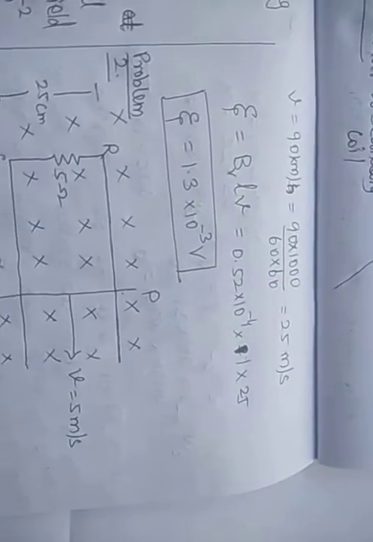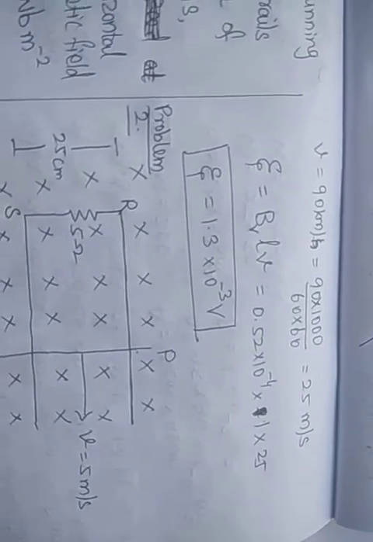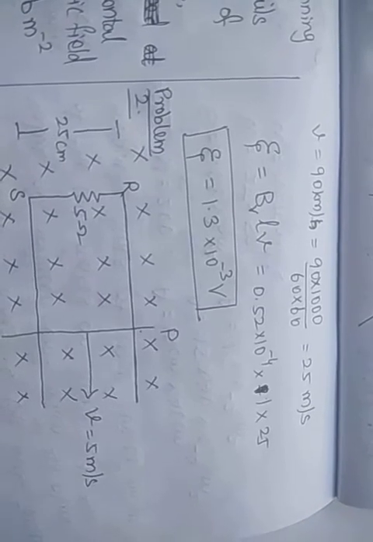So the motional EMF is equal to BV, that is the vertical component of the Earth's magnetic field, times the length L and the velocity V. By substituting these values, we arrive at the EMF value E equal to 1.3 into 10 power minus 3 volt. So this is a problem based on motional EMF. This problem 2 is also based on the motional EMF.